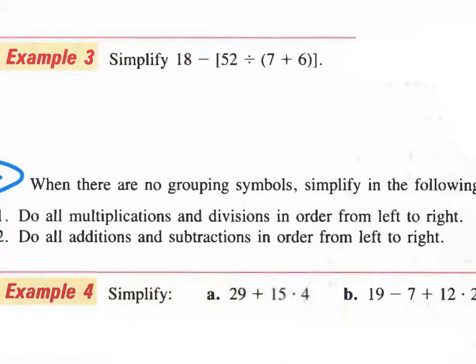All right, so let's try example 3. What do I need to do first? I've got 2 sets of grouping symbols there. Add 7 plus 6. Perfect. You're going to do the innermost grouping symbols first. So I'm going to add 7 plus 6. What do I get? 13.